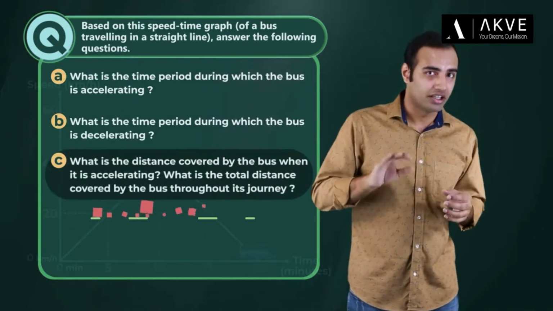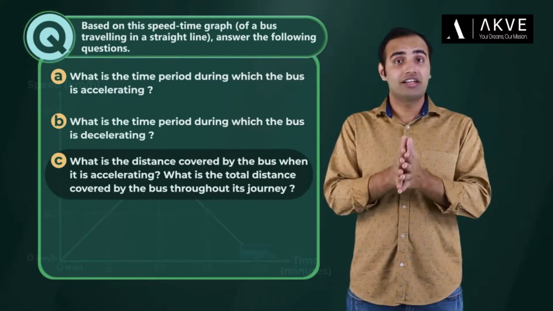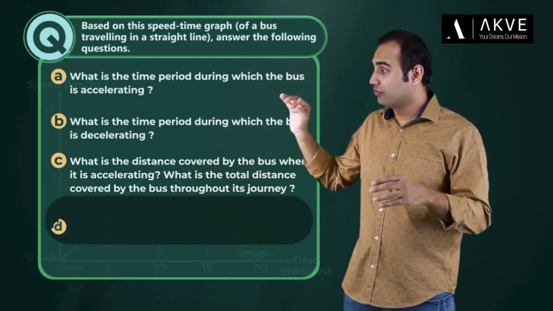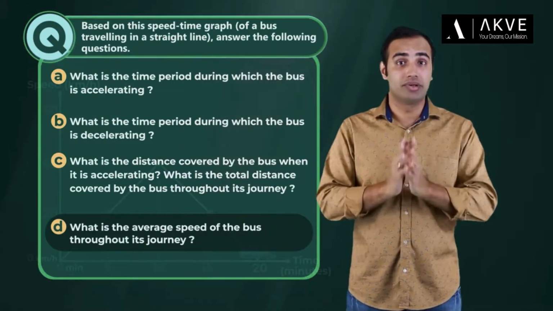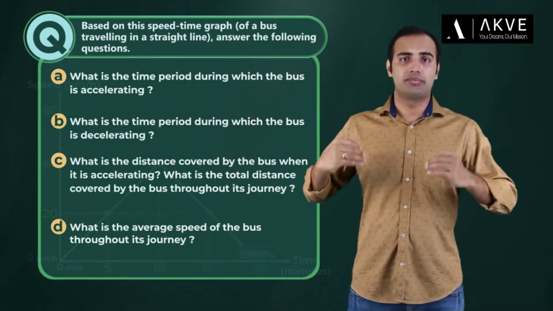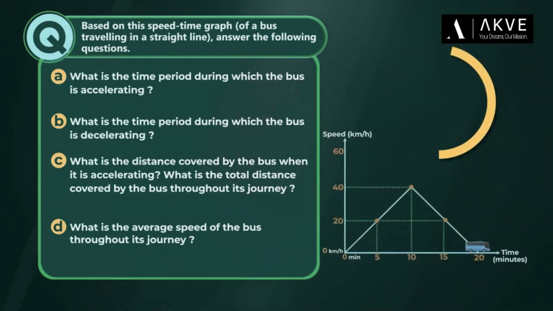The third question asks you to find out the distance covered by the bus when it's accelerating, as well as the total distance covered by the bus throughout the course of its journey. And the fourth question asks you to find out the average speed of the bus throughout the course of its journey. Now I'm sure all four of these questions are pretty easy, so you take some time and try getting them all correctly.